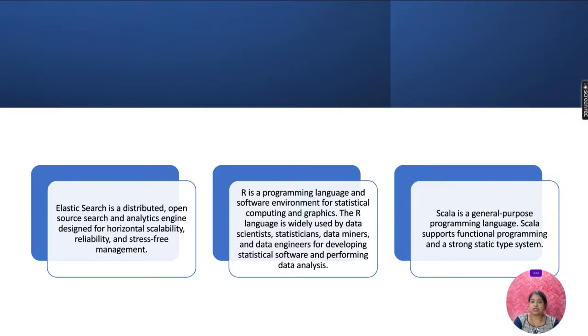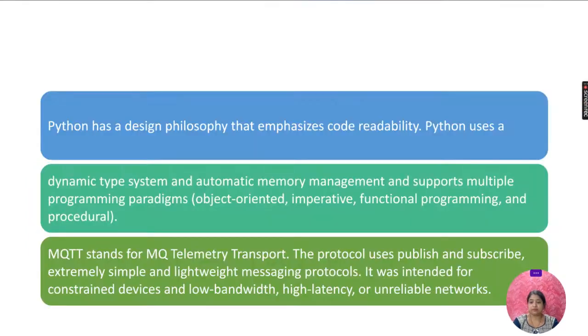R is a language that is widely used by data scientists, statisticians, data miners, and data engineers for developing statistical software and performing data analysis. Scala, it's a general purpose programming language. It supports functional programming and a strong static type system. Now, Python, we are all aware of and we are also using.